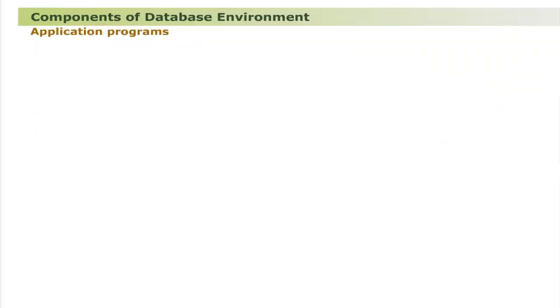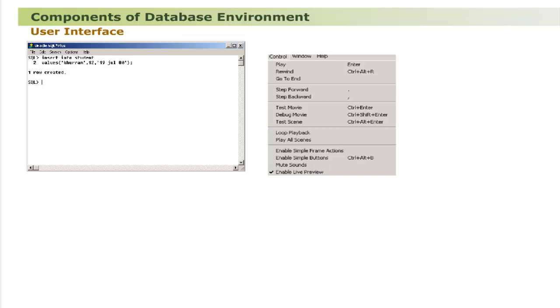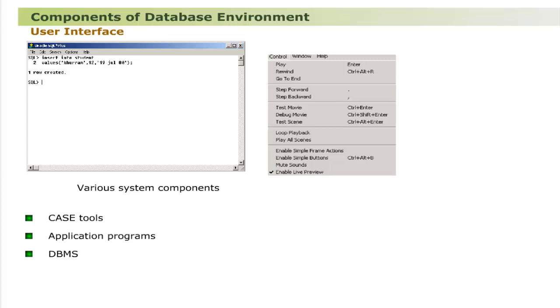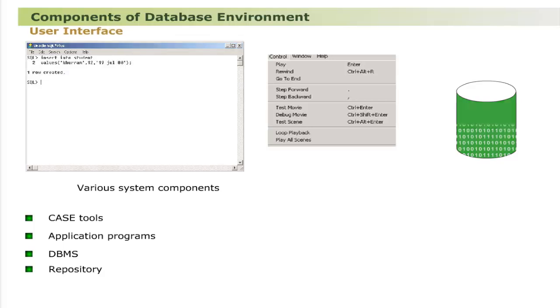Application programs. The computer programs used to create and maintain the database and provide information to users. User interface. Languages, menus, and other facilities by which users interact with various system components such as CASE tools, application programs, the DBMS, and the repository are called user interface.